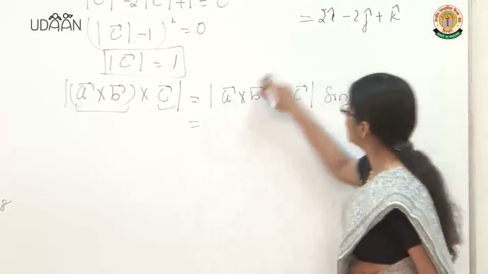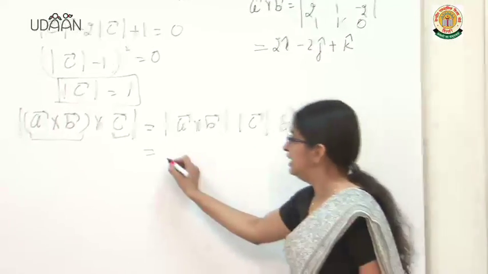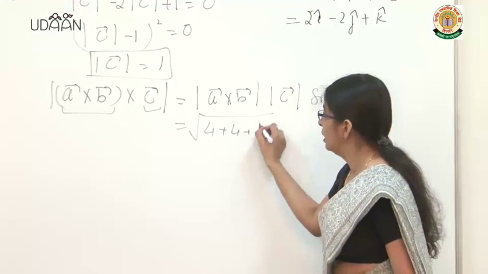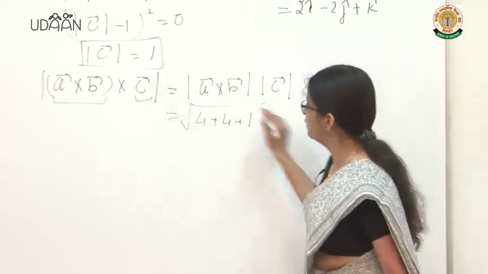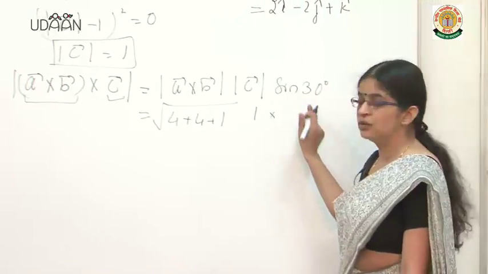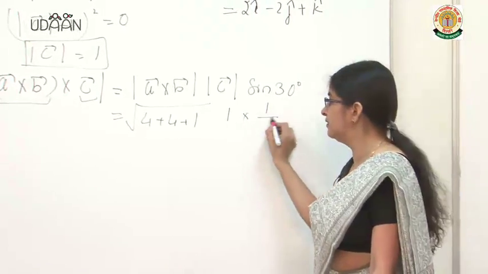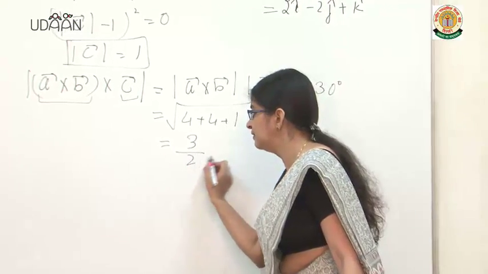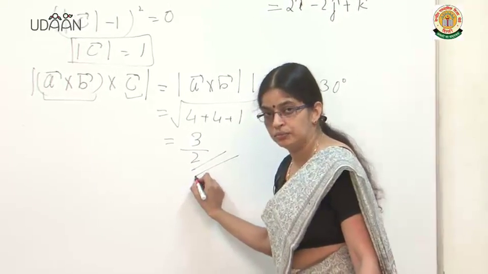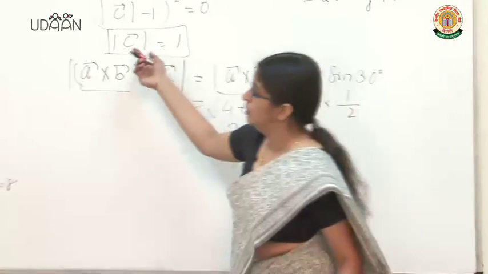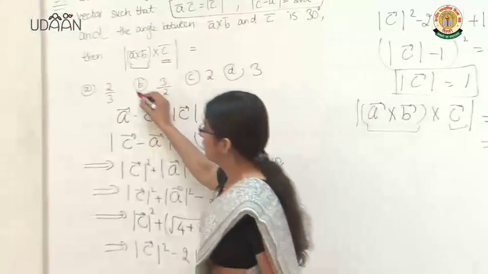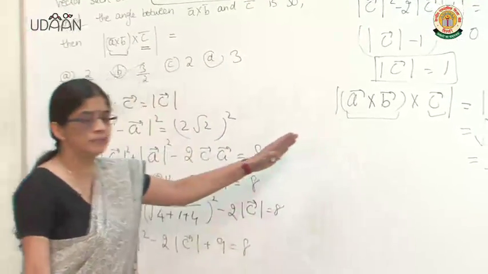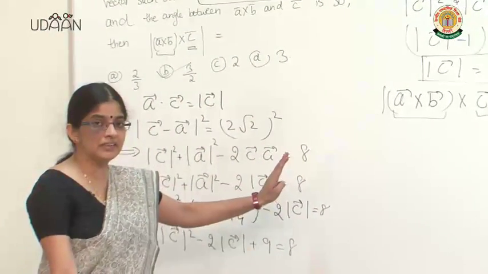We have calculated A cross B, its modulus under root of 4 plus 4 plus 1 into mod C, which is 1, into sine 30. Sine 30 is 1 by 2. Simplify it to get the answer as 3 by 2. Is it correct? Which option is matching? Option B. Any problem here? Can we proceed to the next question?